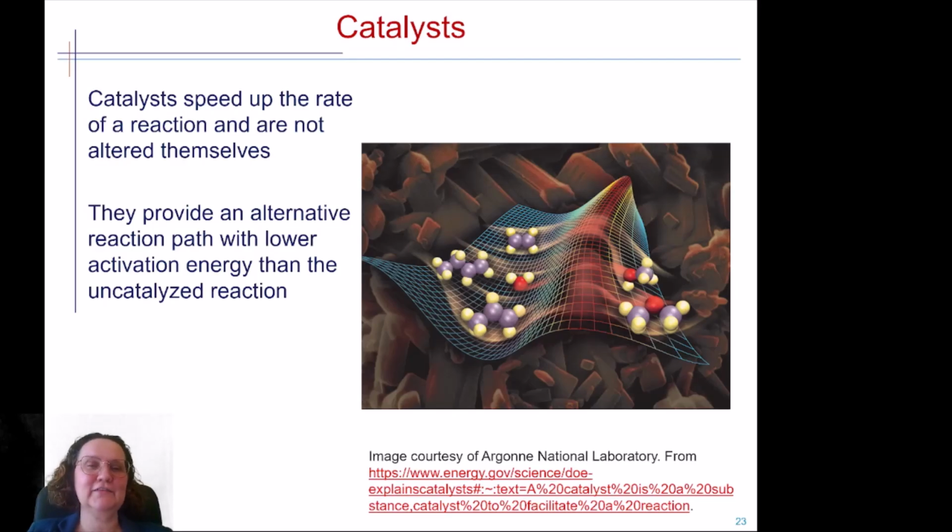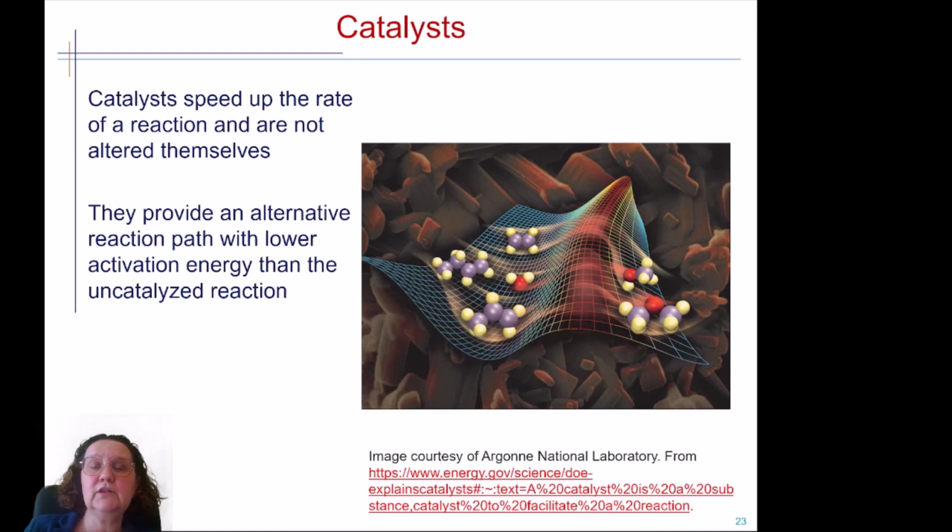So what is a catalyst? A catalyst is a substance that you add to your reaction. It's not one of the reagents, and it doesn't get consumed during the reaction. It is simply there to provide an alternative reaction path, a way of reaching that activated state that we were talking about in the previous slides, that is easier to achieve, that is at lower energy. So it's easier for the reaction to happen, so it happens faster.